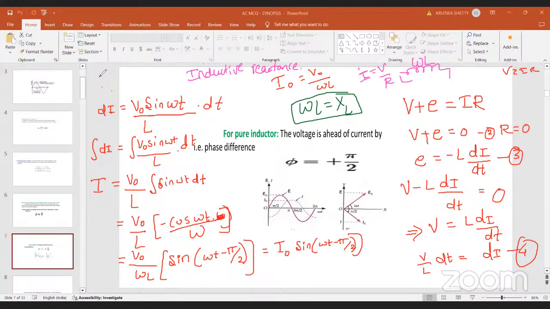In the previous case with the resistor, you studied I is equal to I naught sin omega t and V is equal to V naught sin omega t. There was no phase difference between the two. But now the EMF is V is equal to V naught sin omega t, and the current we are getting is I naught sin omega t minus pi by 2. Correct? Check.